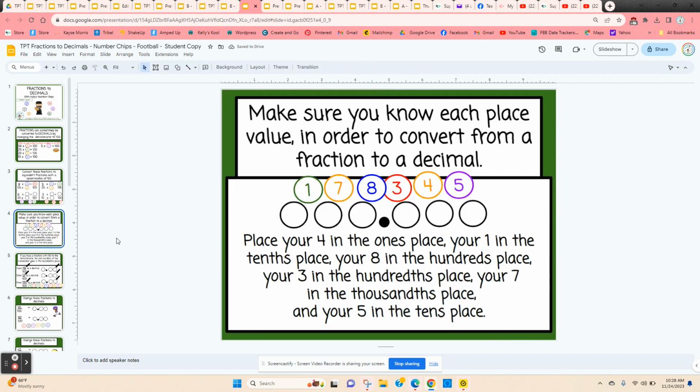They're also going to get a little practice here on slide 4, learning their place value. It should be a review for the students, and it tells them where to place each of the numbers by place value. So for example, place your 4 in the ones place. They're going to click and hold on the edge of the 4, put it in the ones place. The 1 goes in the tenths place, 8 in the hundreds place, and so on.